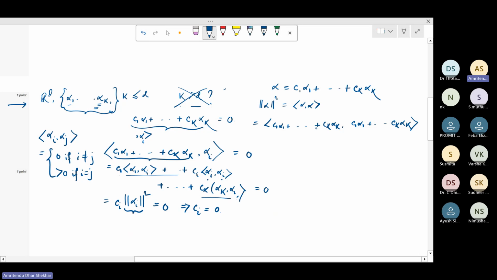Right. So this is a bilinear. The inner product is bilinear, and so you can write it in this way.